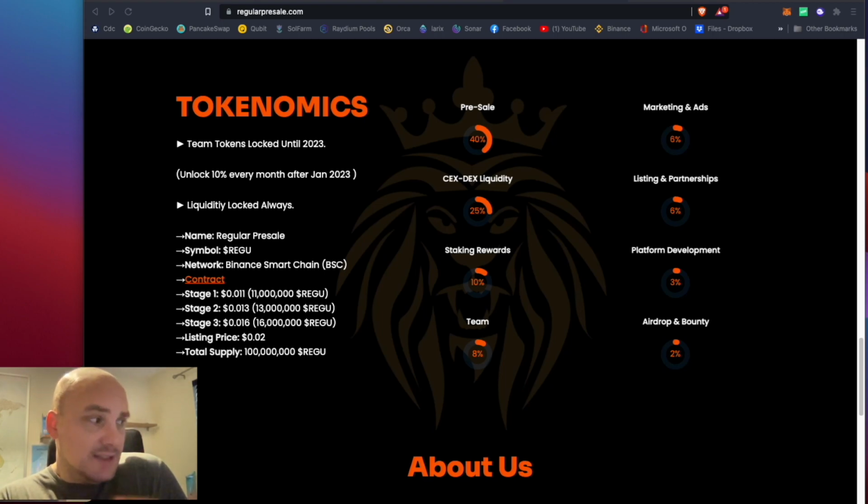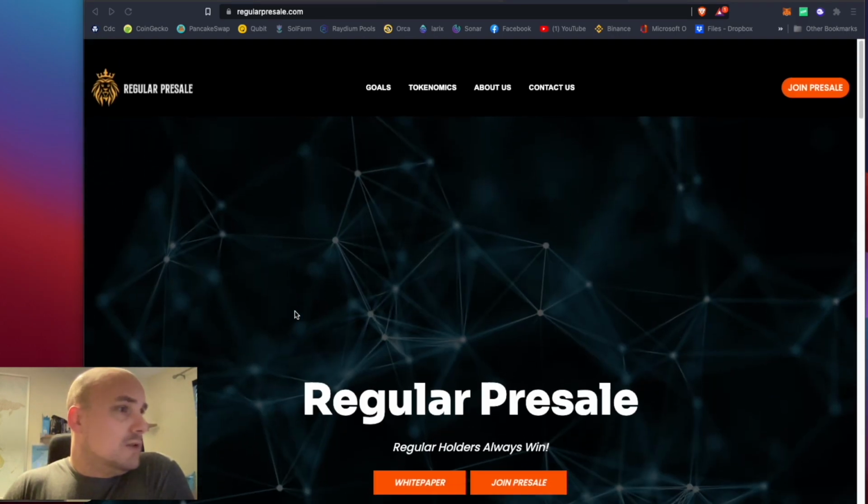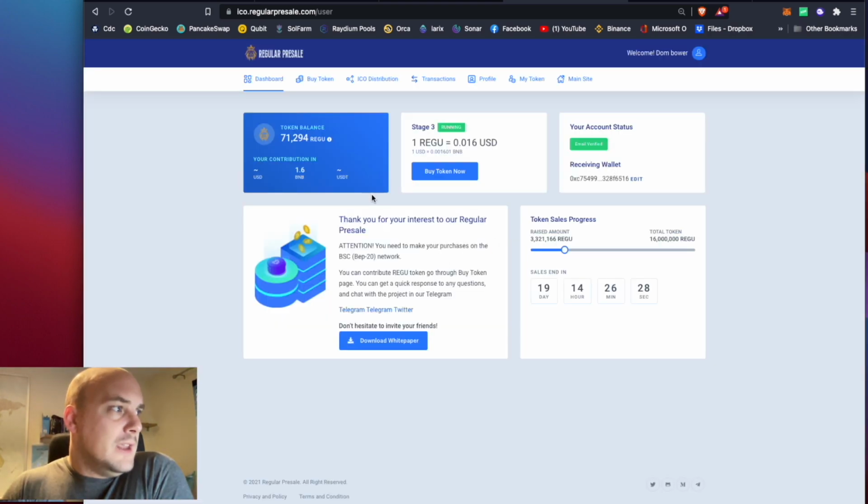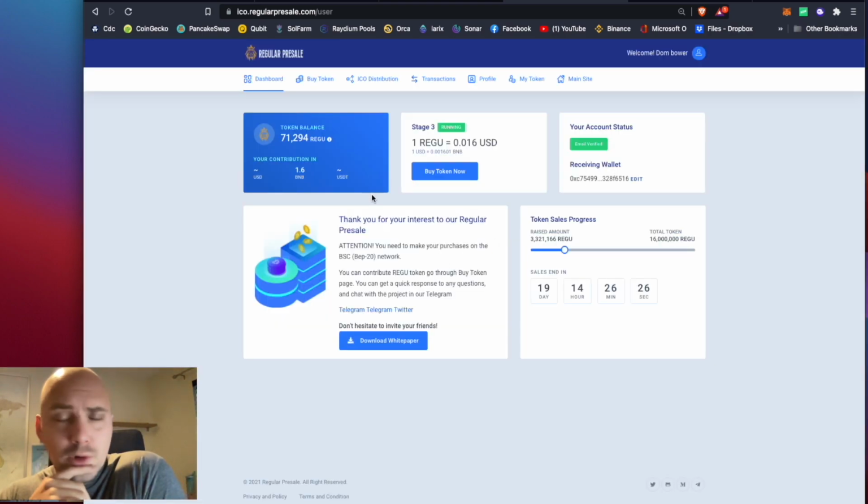The next stage, stage three, there's now 16 million tokens up for sale at 0.016 of a dollar. And they've got it at a time of 20 days that they're doing. And they're absolutely steamrolling through this. I think if we can go onto their actual site, I need to join the pre-sale. So, yeah, when I say I've gone balls deep, I have gone full 71 thousand tokens on this.